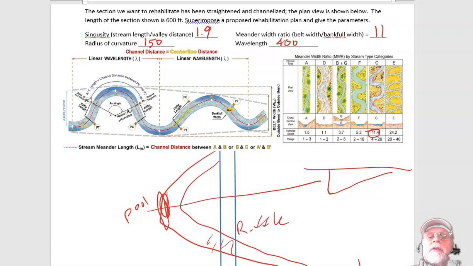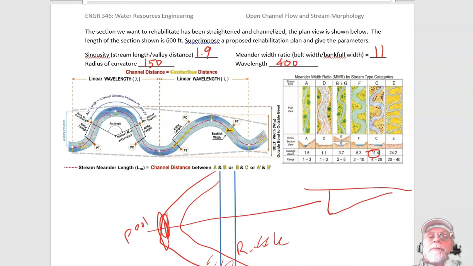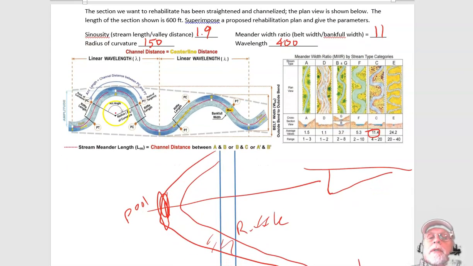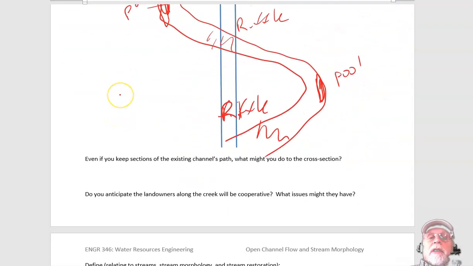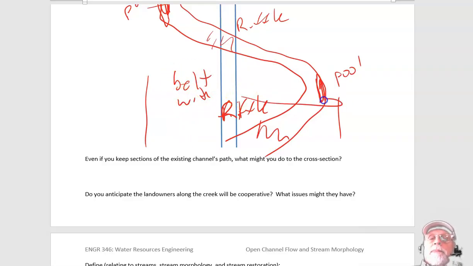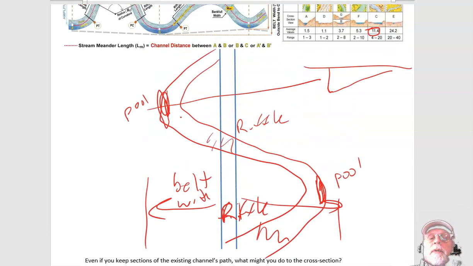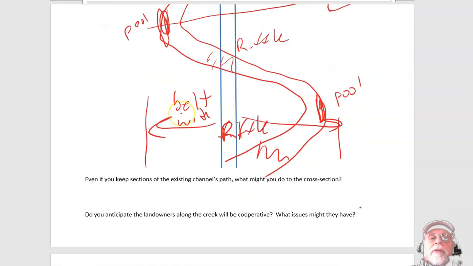So I can use this information and do calculations. And again, this is the belt width. So it's winding up the channel.